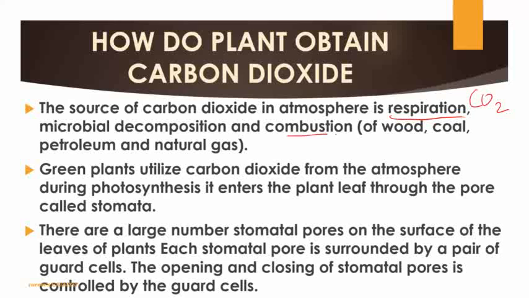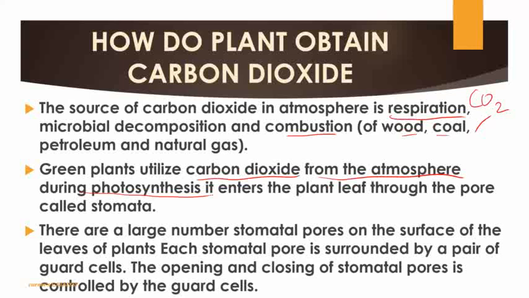By the process of combustion, if you combust wood, coal, or any particular fuel, then after combustion it releases what? Carbon dioxide gas. So these are the sources from which carbon dioxide is released in our surrounding. Green plants utilize this carbon dioxide from the atmosphere during the process of photosynthesis, because when plants perform photosynthesis, they need carbon dioxide as a raw material. So this raw material which is present in our surrounding will be consumed by the plant body.